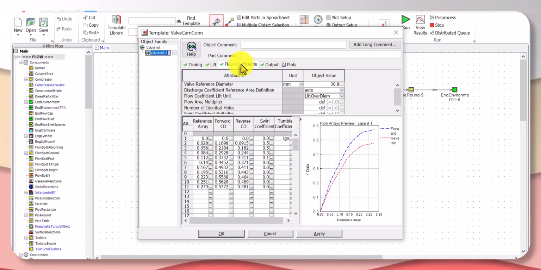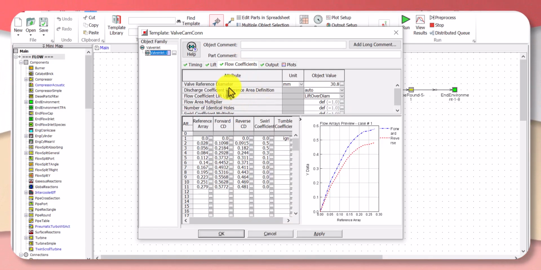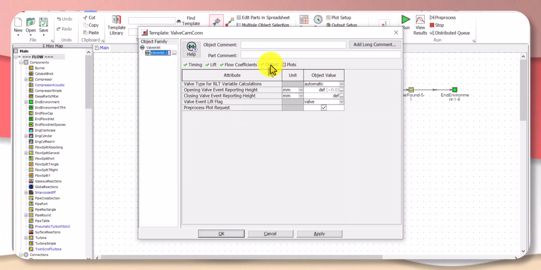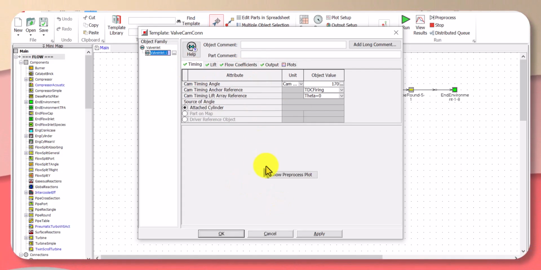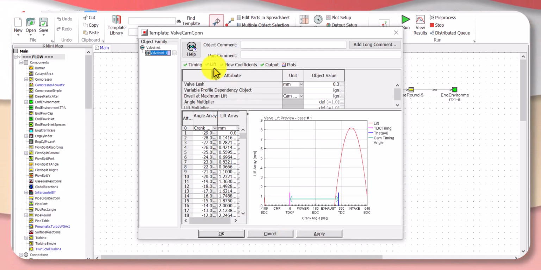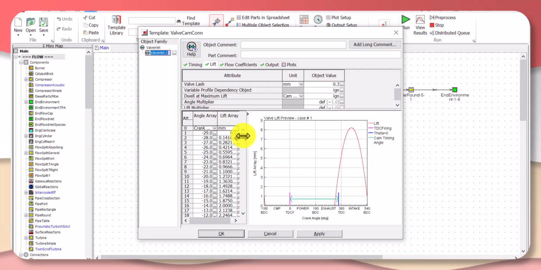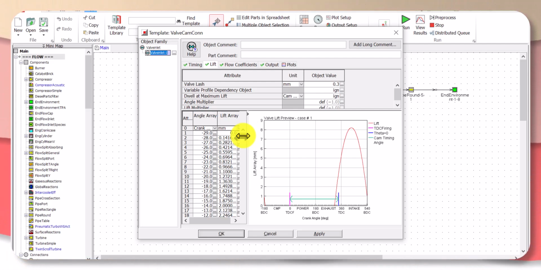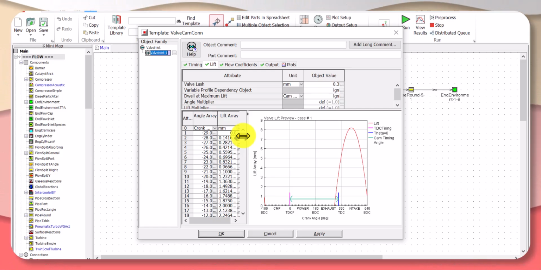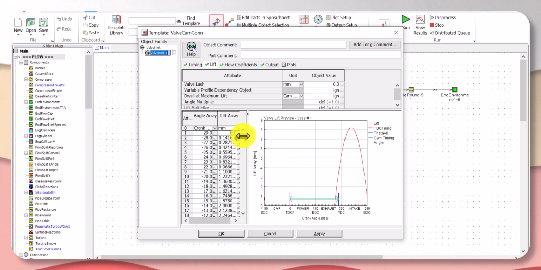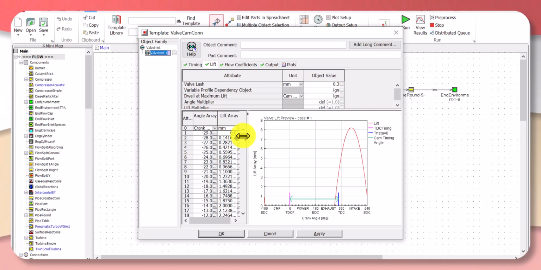Here we have some other features of the valve, for example diameter or other things. Okay, so let me explain about valve lift. Valve lift refers to the extent to which a valve opens from its closed position and is a key parameter in the design and performance of internal combustion engines.